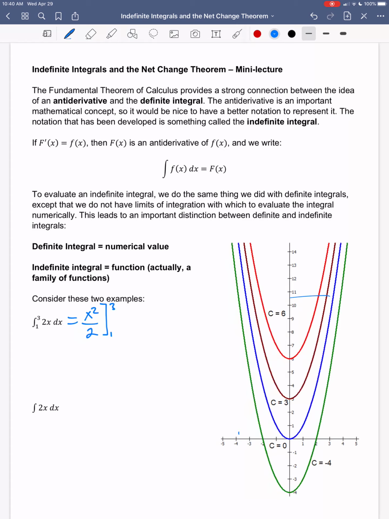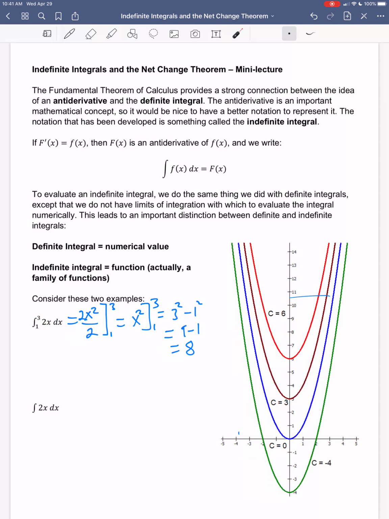Oh, I left off my 2. So 2x squared over 2, right? So I had my 2x here. So that 2 becomes this 2. The x becomes x squared, and then I have to divide by the new exponent. So that just gives me x squared evaluated between 1 and 3. So that's just 3 squared minus 1 squared. That's just 9 minus 1, which is 8. So a definite integral is just equal to a number.